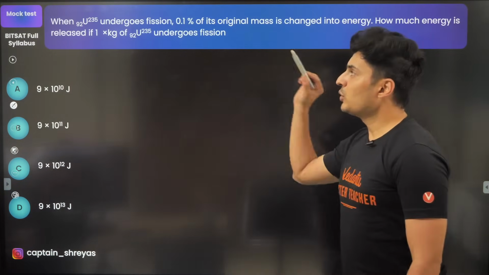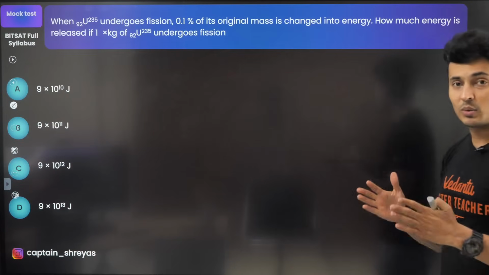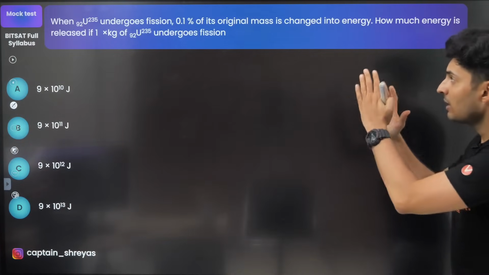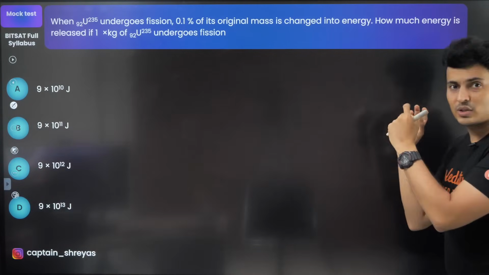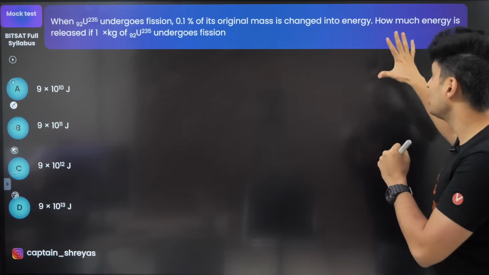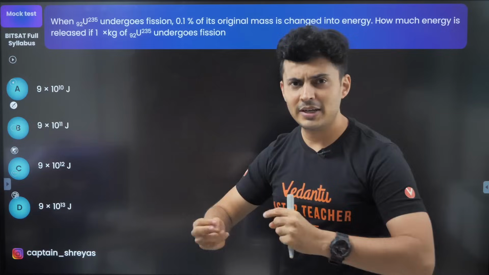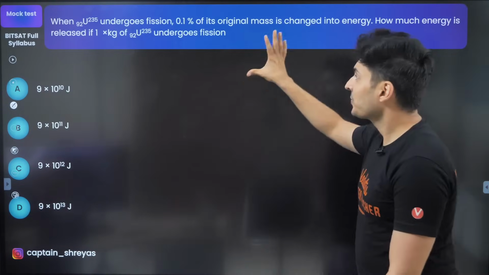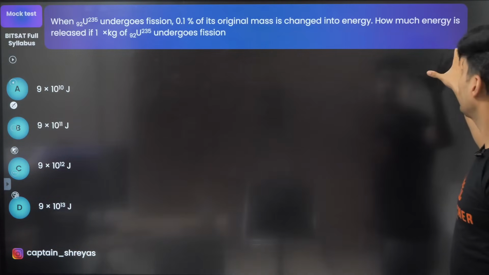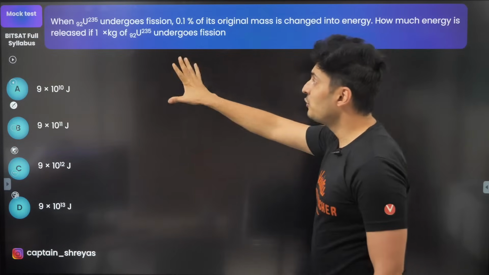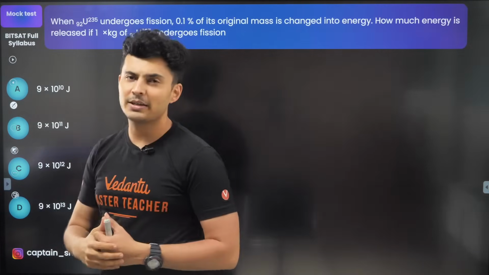Moving on, next question based on nuclear physics, binding energy and mass defect and stuff like that. So you have uranium which undergoes fission, it splits. 0.1% of its original mass is changed into energy. So the mass defect, because some mass gets destroyed, that converts into energy and it releases certain amount of energy. The question is, how much is it if you take 1 kg of uranium?